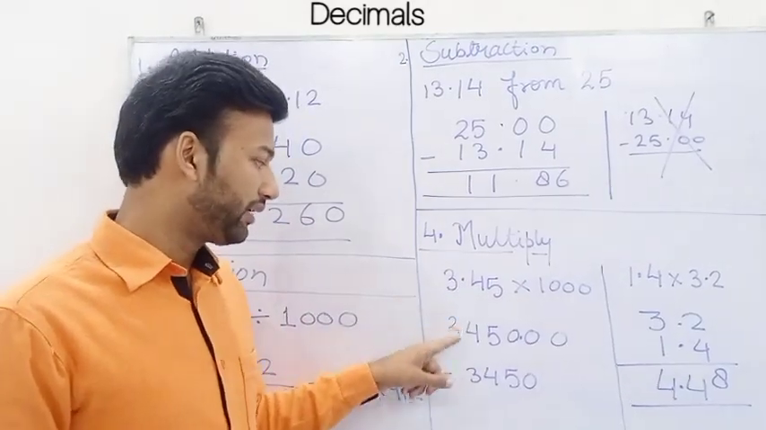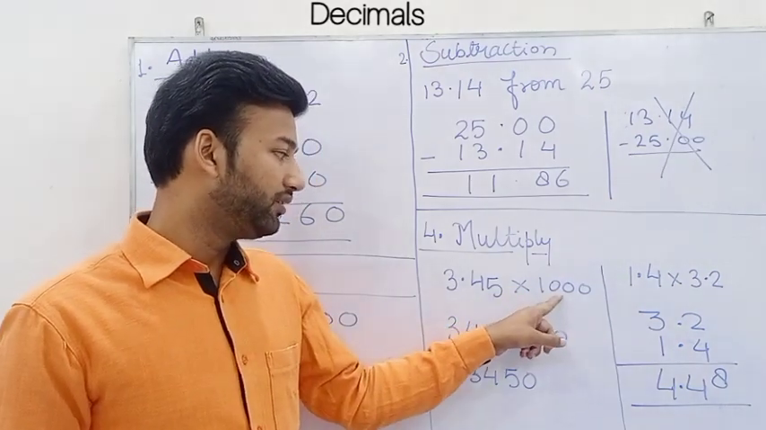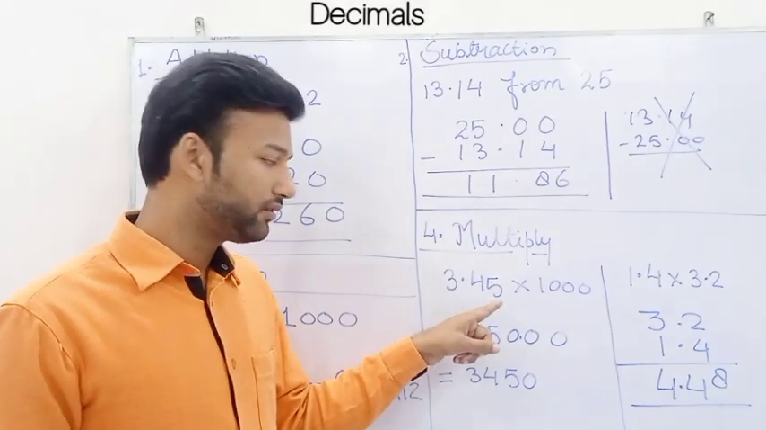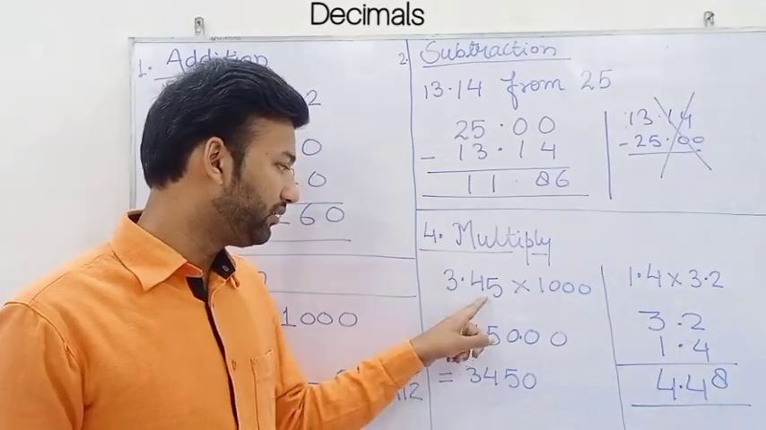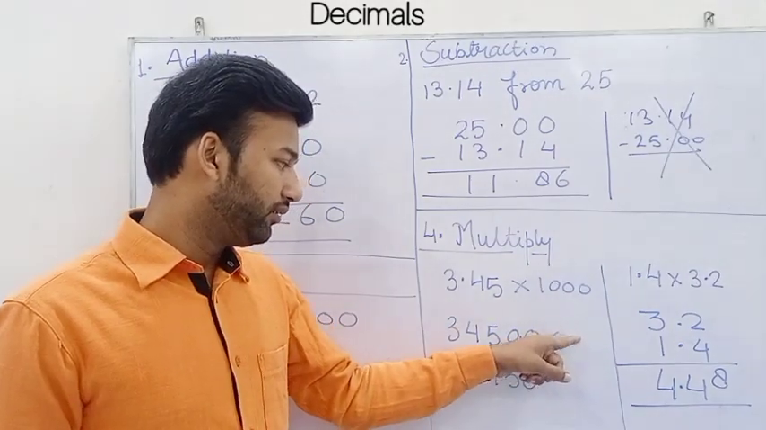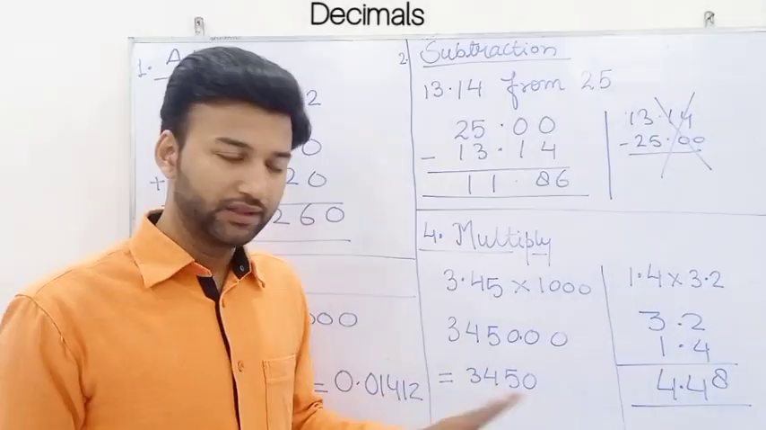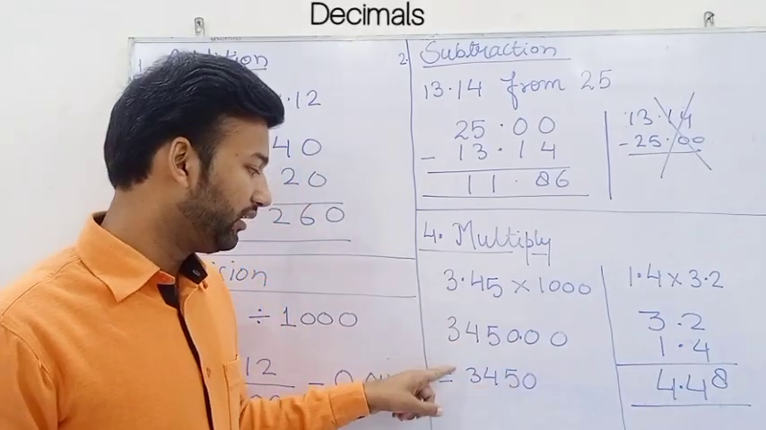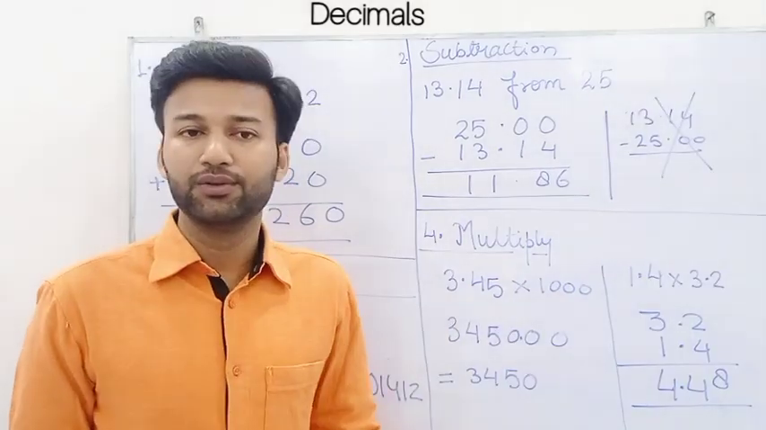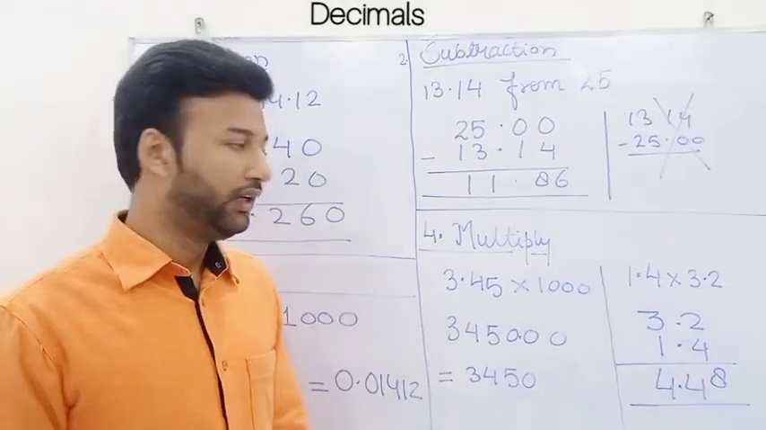Next, multiply. 3.45 multiplied by 1000. Very simple. Write 345, remove the decimal, and how many zeros? 1, 2, 3. So write 3 zeros. Now check how many digits the decimal part consists of: only 2 digits. So count from the last, the decimal will shift 2 places. So finally you can write the answer 3450, because after the decimal if there are only zeros and no digit, then the answer is 3450 only.